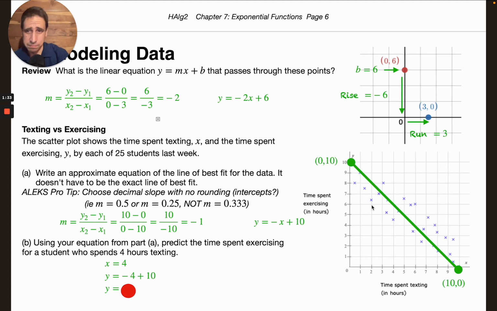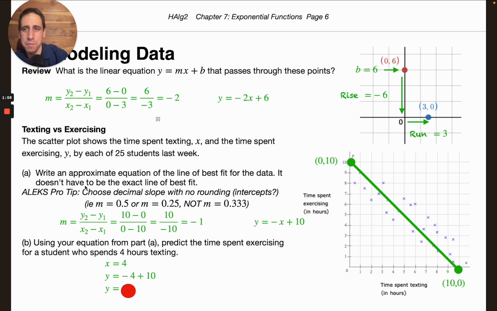Yeah, this looks good. And Alex.com is actually not going to be too picky when it comes to exactly where we put these points and what line gets produced by them. Where it is going to be picky is whether or not you round, which is kind of odd to me. It's not great programming, and I don't like this question a whole lot from that standpoint.